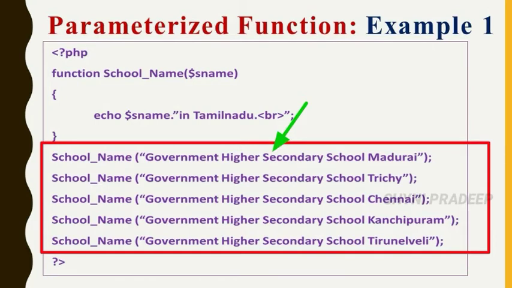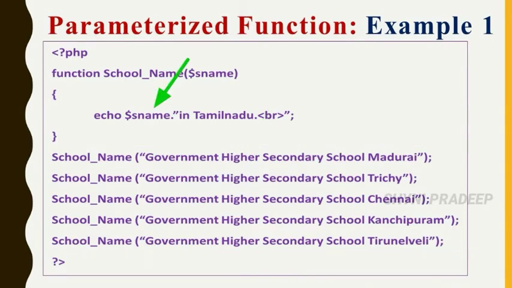Okay. Here, Government Higher Secondary School Madurai. So here name is the parameter and Government Higher Secondary School Madurai is the argument. So this argument will be stored in the parameter name. So name is what? Government Higher Secondary School Madurai. So in the output screen you will get the output: Government Higher Secondary School Madurai in Tamil Nadu.